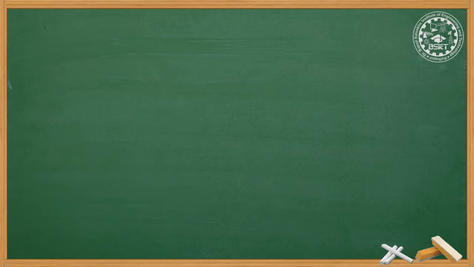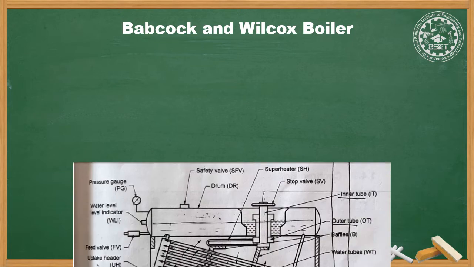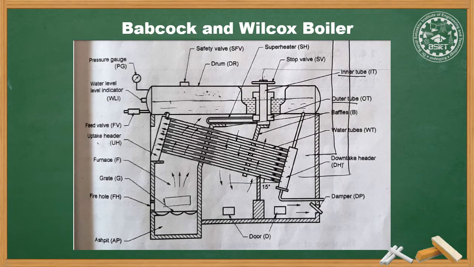Starting with the first one, the Babcock and Wilcox boiler. Babcock and Wilcox boiler is basically a horizontal, externally fired water tube natural circulation type of stationary boiler. The below figure shows the Babcock and Wilcox boiler. It consists of a drum at the top in which the water is fed through a feed valve, and that can be checked with the help of a water level indicator. This drum is also used to store the steam.